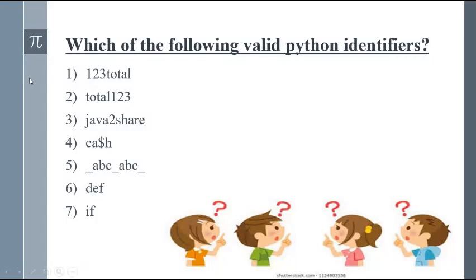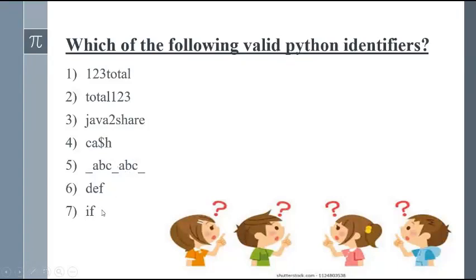Coming to the next, Java2share. It is valid. Cash$: now the S is written as a dollar symbol, so it is an invalid identifier. Coming to the fifth, that is abc_abc. It is absolutely fine, because underscore is allowed. It can be at the start or the end. It doesn't matter.